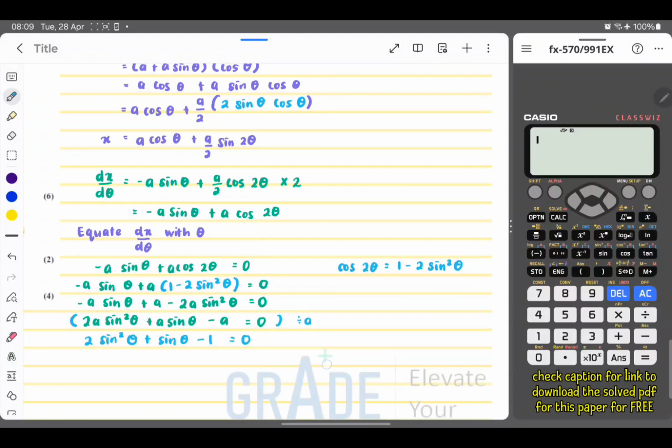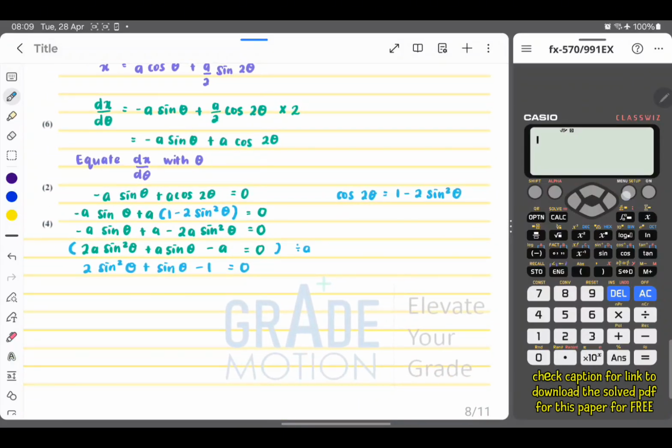So we have a quadratic equation. We can use our calculator to find the values. Let's see, okay. Menu, equation function, polynomial degree 2, and key in the coefficients 2, 1 and negative 1. So the first value, sine theta equals 1 over 2. And the other one is sine theta equals negative 1.